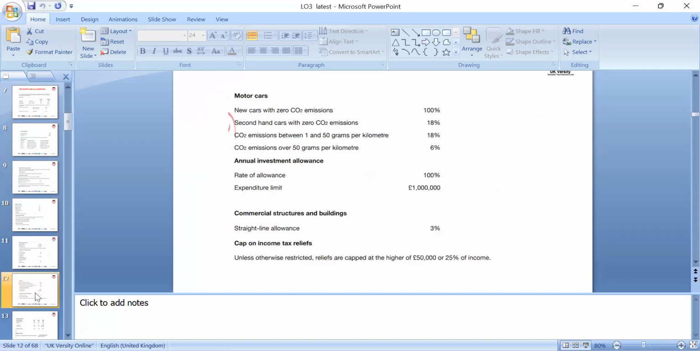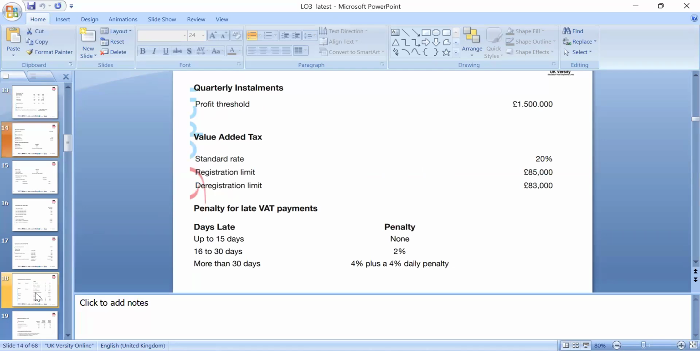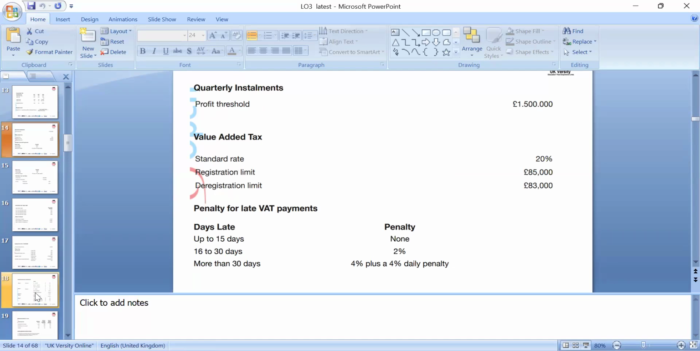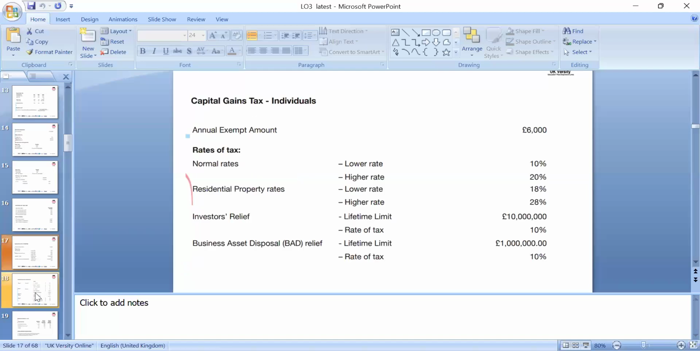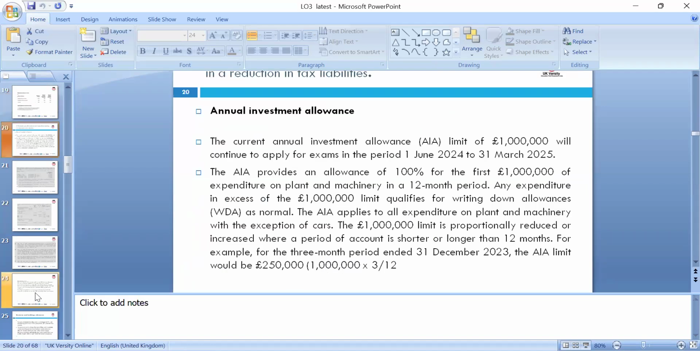So we had a discussion in the previous lesson. We went through the rates: corporation tax, 19% and 25% the main rate. We had lower and upper limits, 50,000 and 250,000, and the standard fraction 3/200, which we can use for marginal relief. Quarterly instalments, where we can look at the profit threshold, and value added tax, VAT registration and de-registration limits, and relief.